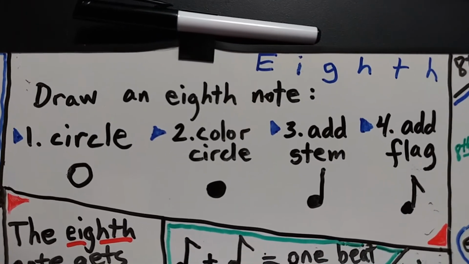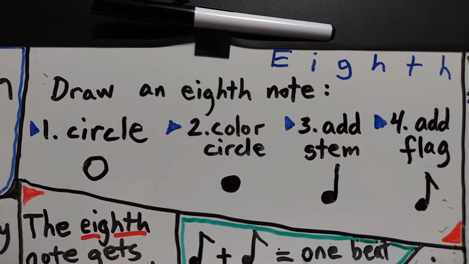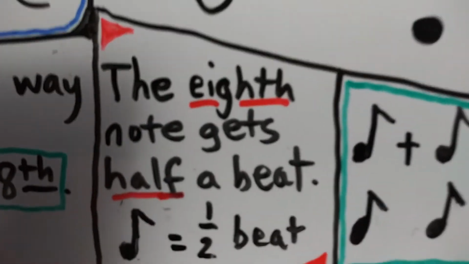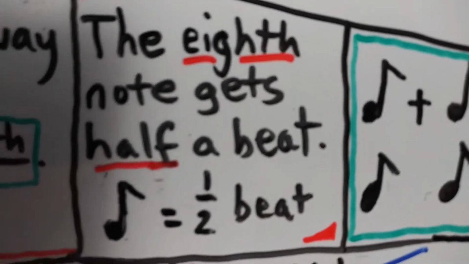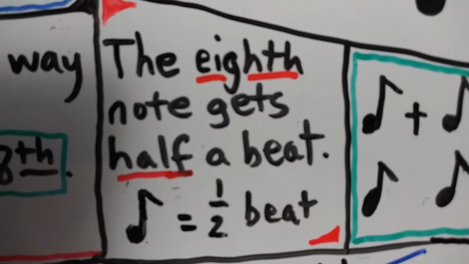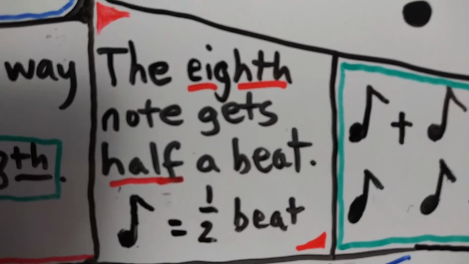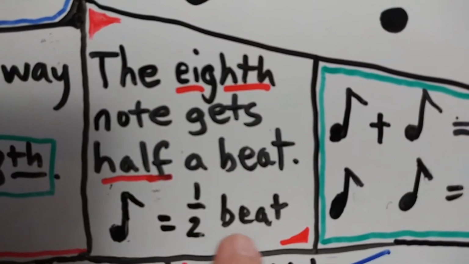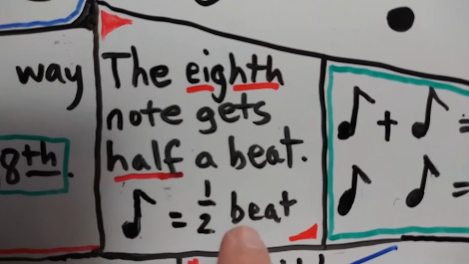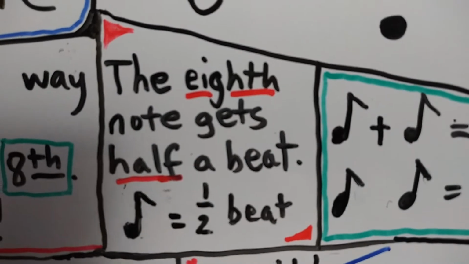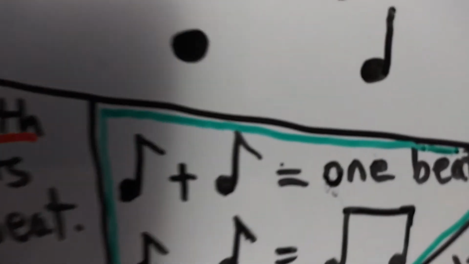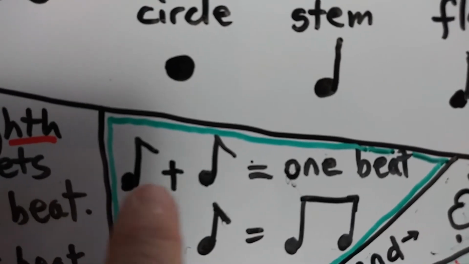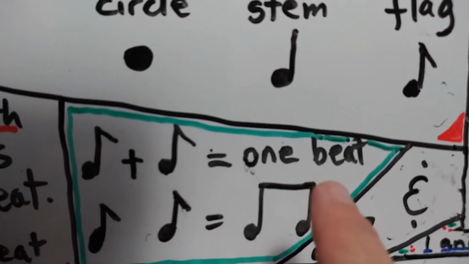Well, now let's talk about how many beats of sound the eighth note gets. And here's where it gets tricky because you haven't had fractions yet. But the eighth note gets half a beat. So 1/8 note equals 1/2 of a beat. Now 1/2 plus 1/2 equals 1. So eighth note plus eighth note equals 1 beat.